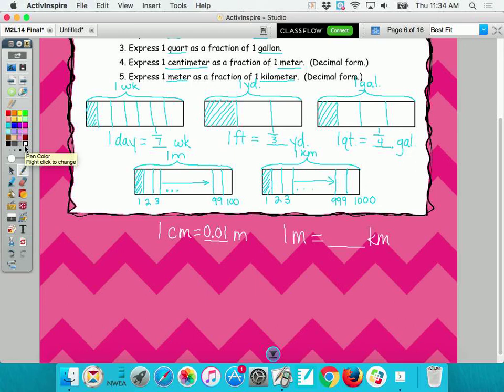All right. So 1 meter, Justin, equals how many kilometers? 1,000. And I usually say a 1,000th of a kilometer, but you don't have to. You can say 1,000 kilometers. Okay, and how would that look as a fraction? 1 over, or 1 out of 1,000.